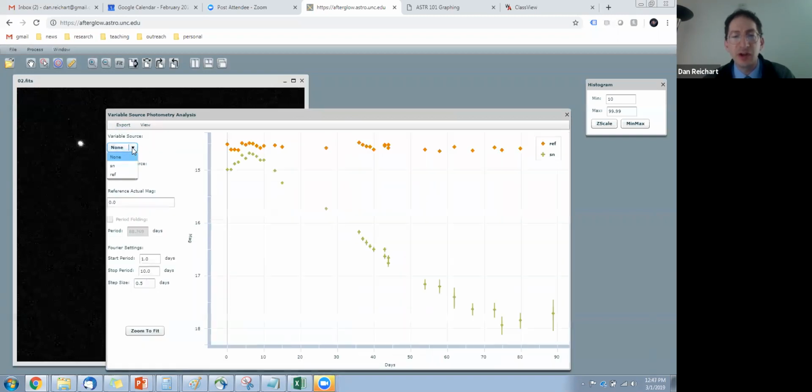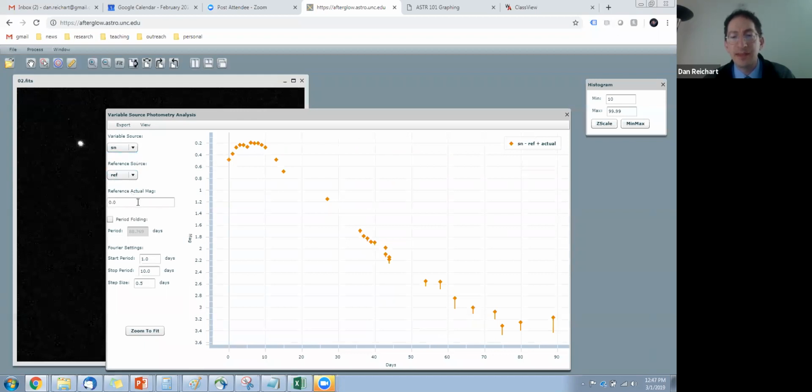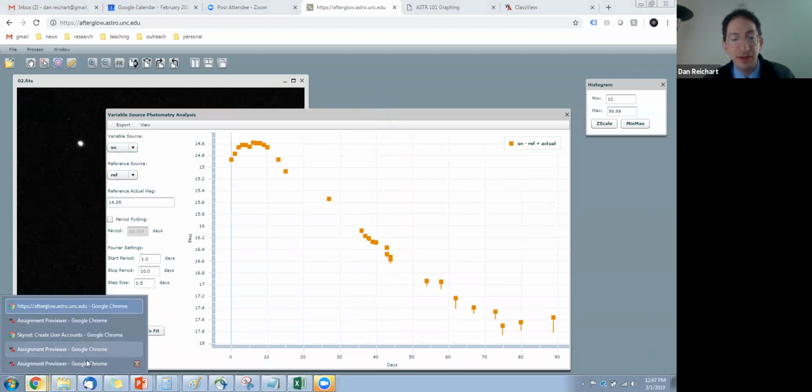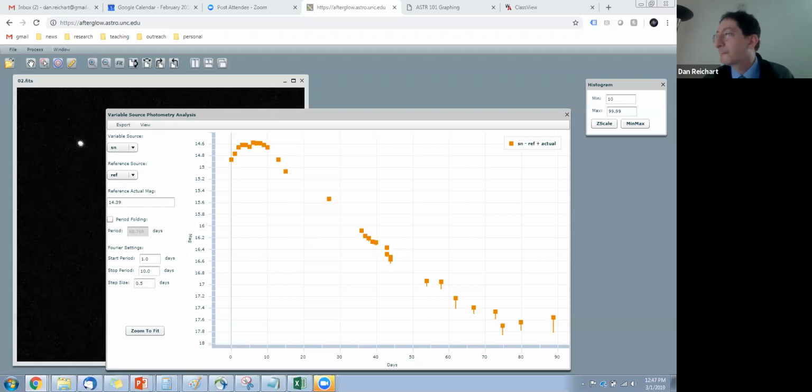The variable source is the supernova. The reference source is the ref. And then I have to type in the reference source magnitude, 14.39. So everything's calibrated now. In this one, we don't have to do any period folding. We have to recognize the shape, and this is the shape of a type 1A, no plateau. And we're going to need the peak. The peak's around 14.6. So again, back to the lab. And this is right at the end here.